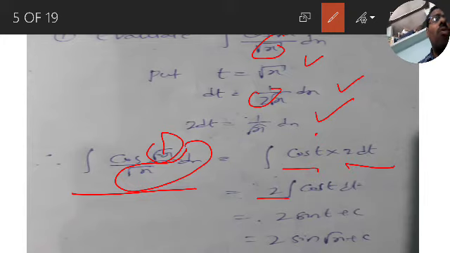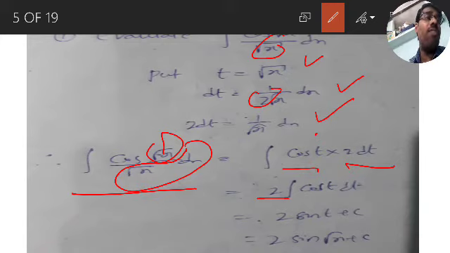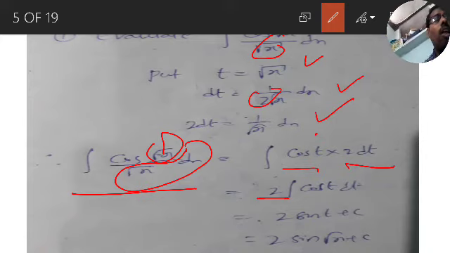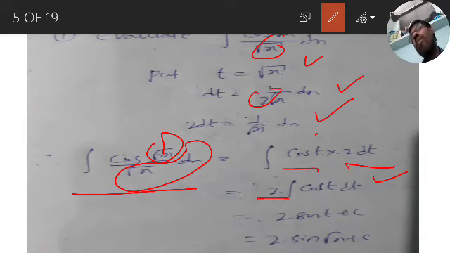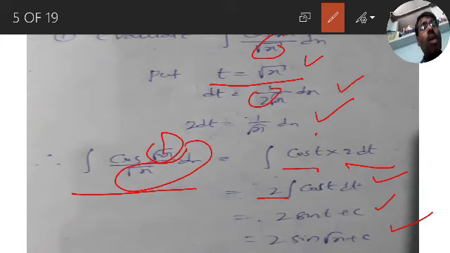2 is a constant outside of the integration. That is a property of integration: if inside the integration you have a constant multiple of a function, the constant can be taken outside. We learned it in differentiation also, and in integration also, the constants are outside of the integration. So 2 into integration of cos t dt. Integration of cos x dx is sin x, so integration of cos t dt is sin t. So 2 into sin t plus c. But what is t? t is equal to root x, so the answer is 2 sin root x plus c.